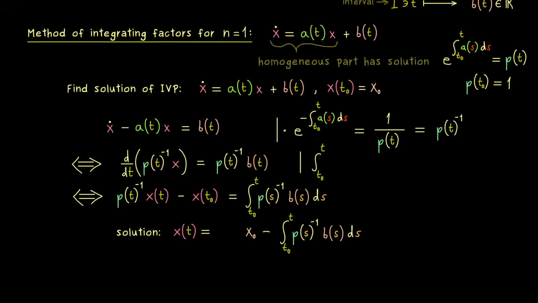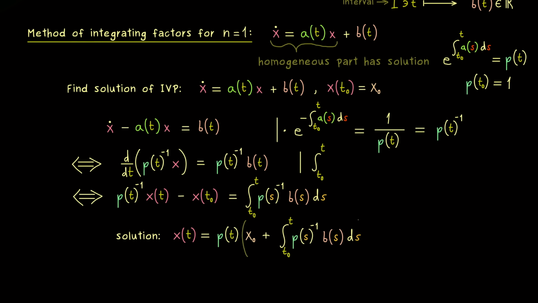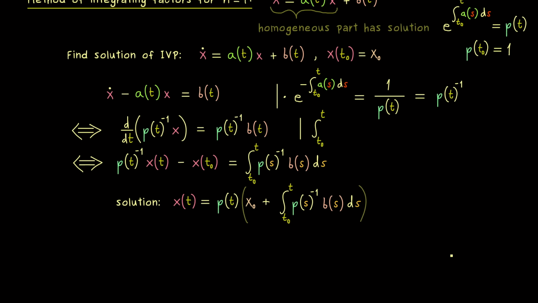This means we just have the initial value x0 plus the whole integral times p of t. So you should not forget that we actually have parentheses here. And that's it. This is the unique solution for our initial value problem. Hence, the whole thing comes down to first solving the homogeneous part and then calculating this integral. But from the mathematical point of view, it's fair to say that the whole problem is solved with this formula.